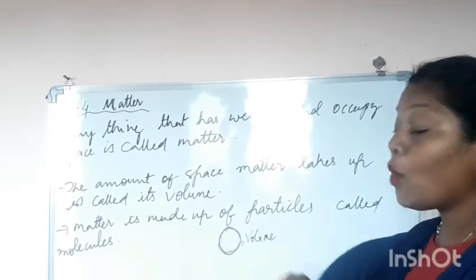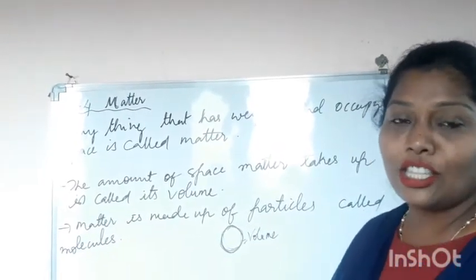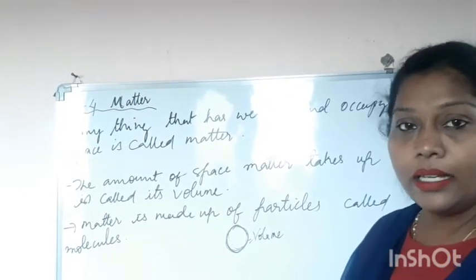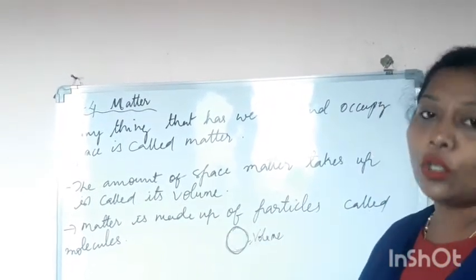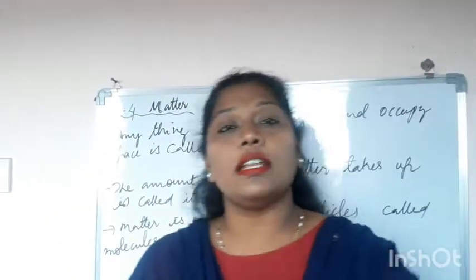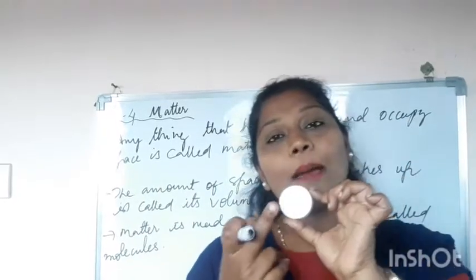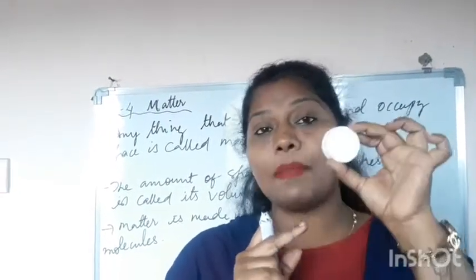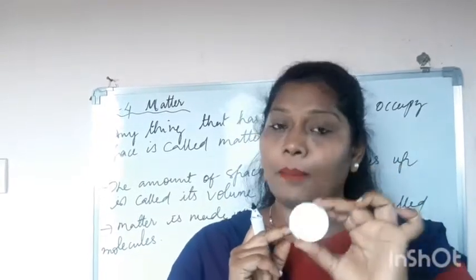అది ఎంత అమౌంట్ ఆఫ్ స్పేస్ ని ఆక్యుపై చేసిందో అంత వాల్యూమ్ ఉన్నట్టు. Okay, now coming to the cap again. So children, if I talk about this cap, it is made up of plastic material. This cap is made up of plastic material.